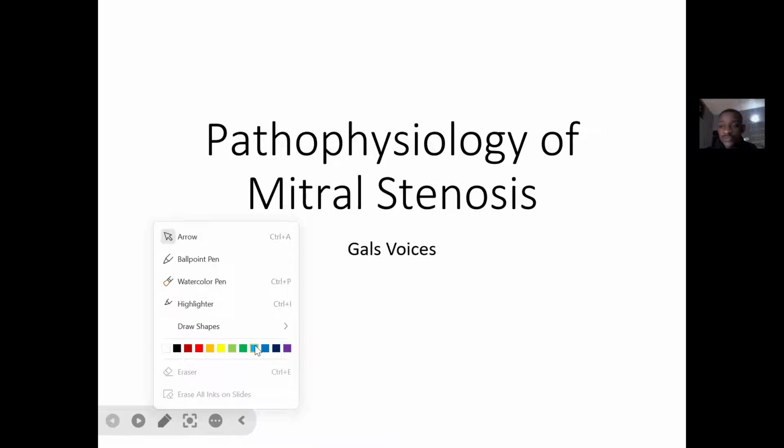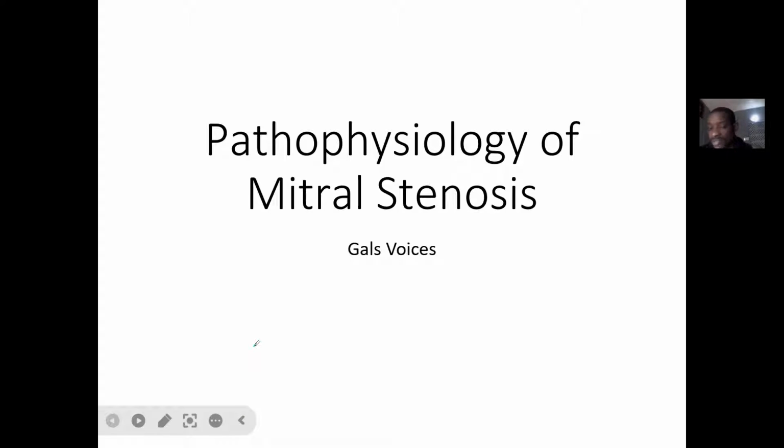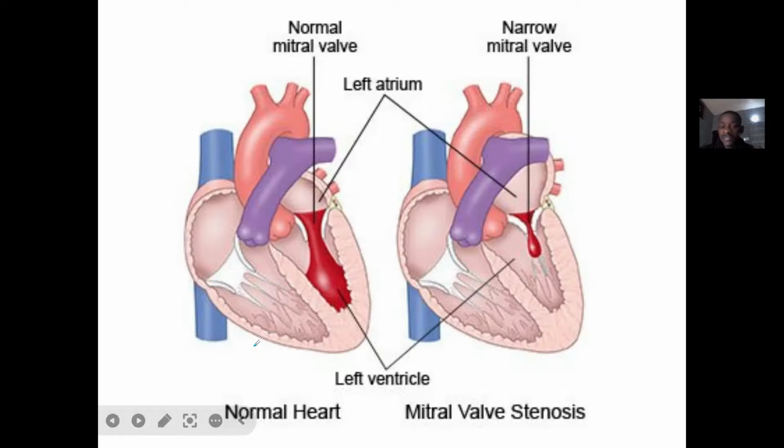Now quickly trying to move to the next stuff which we are discussing here, and this is the pathophysiology of mitral stenosis. Pathophysiology of mitral stenosis. So mitral stenosis is just all about this mitral valve here becoming narrowed.